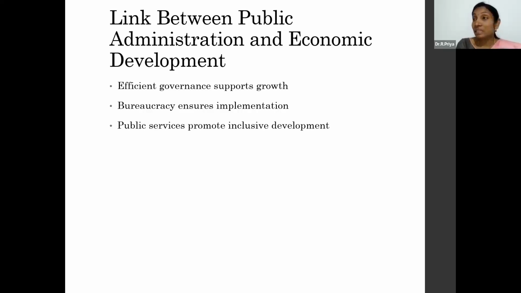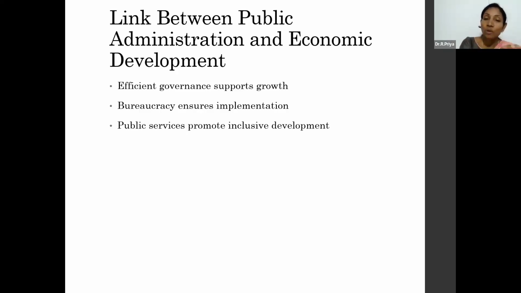GDP, literacy rate, poverty rate, life expectancy, then unemployment rate. These are the key indicators of economic development. Then you know about public administration, so now you understand the link between public administration and economic development, right?